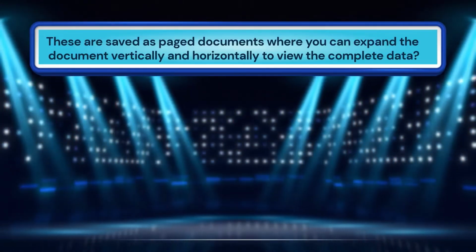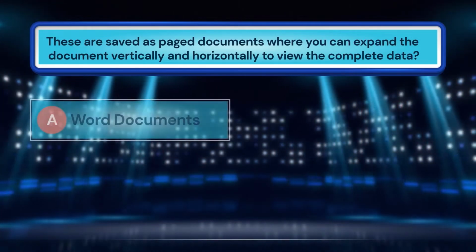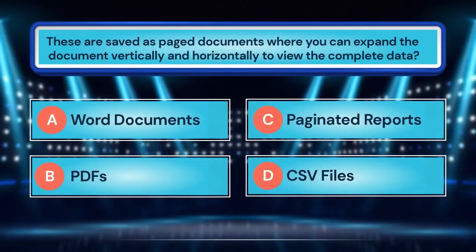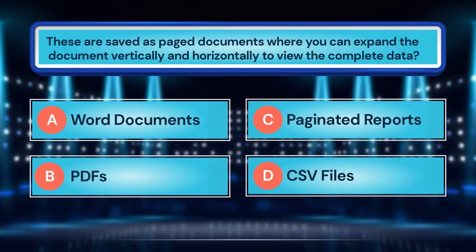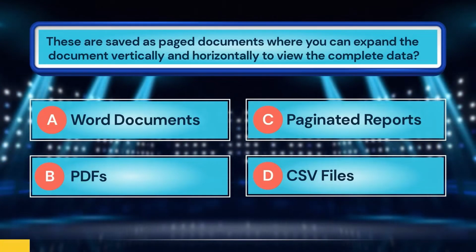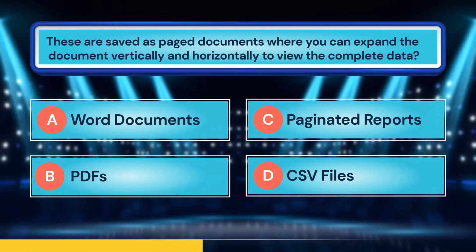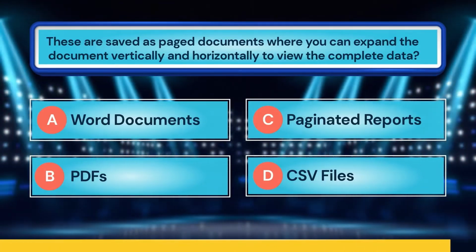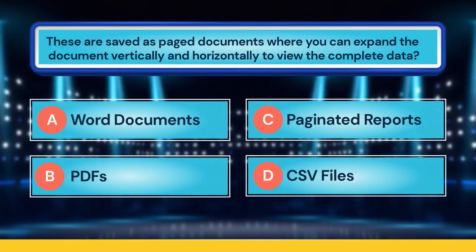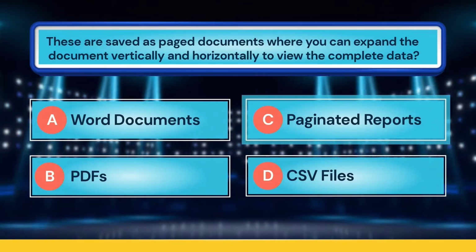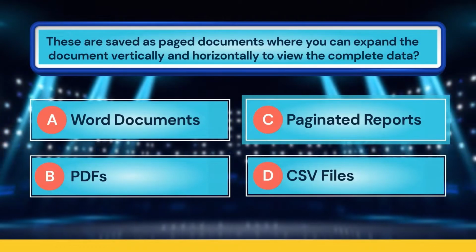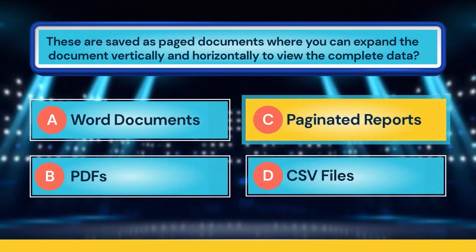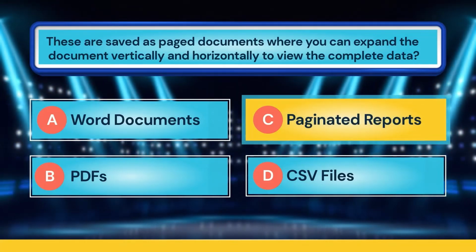These are saved as page documents where you can expand the document vertically and horizontally to view the complete data. A. Word documents. B. PDFs. C. Paginated reports. D. CSV files. Time is up. The correct answer is C. Paginated reports.